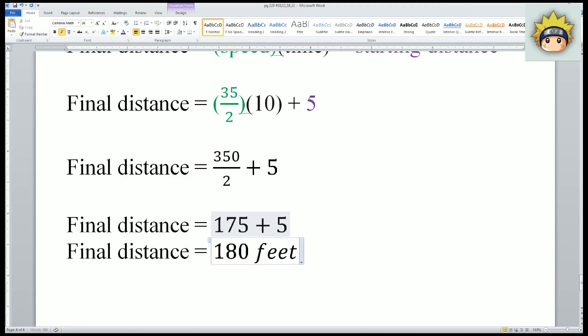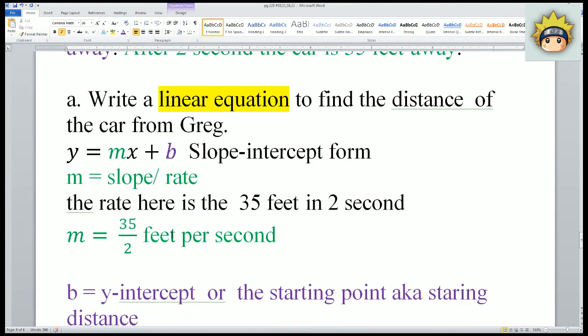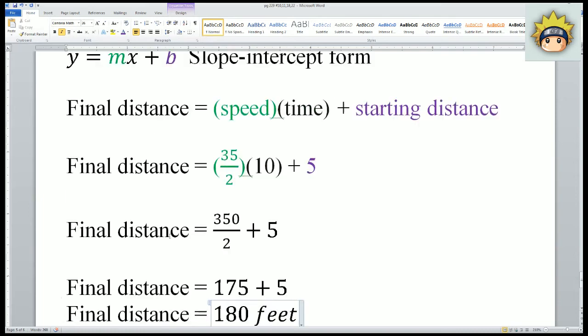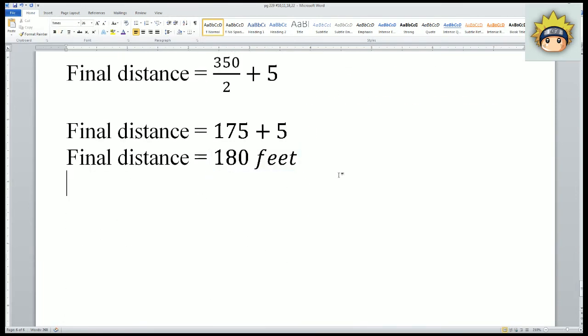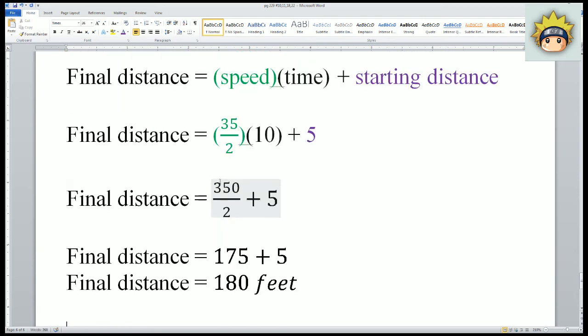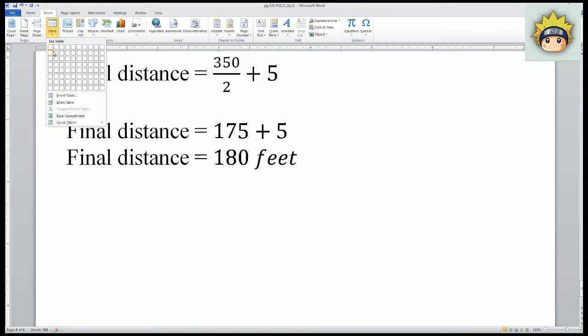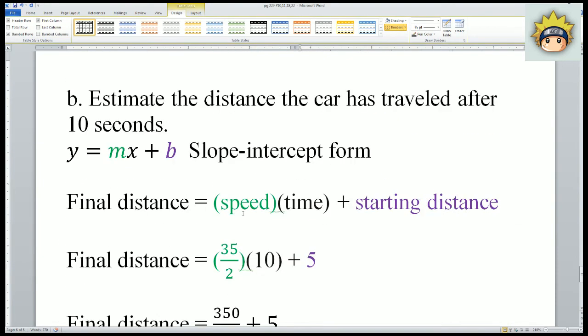Hold on, something looks off. Let me see here. The rate is 35 feet in 2 seconds. Let me see if I can get a visual model of this. Let me make a table really quick, with time and distance. I just want to double check my own work.